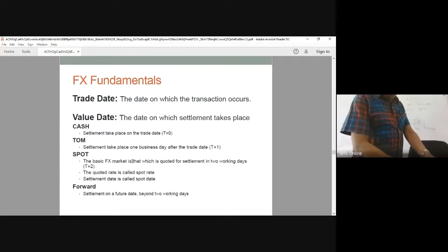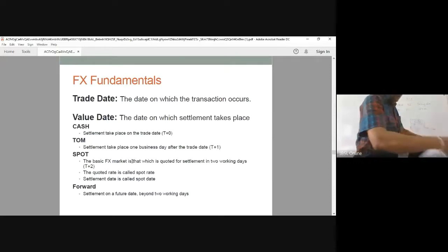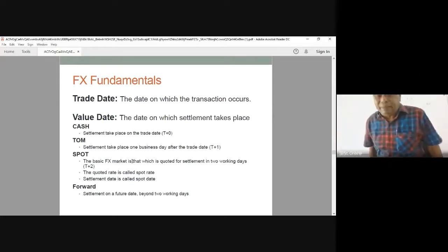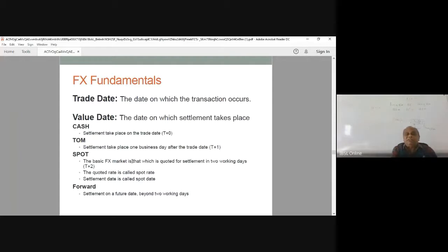Now we'll talk about some forex fundamentals. There's something we call trade date. Trade date means the date on which the transaction occurs. In the treasury, we call it T rate. Transaction date taken. The value date is the date on which settlement takes place.